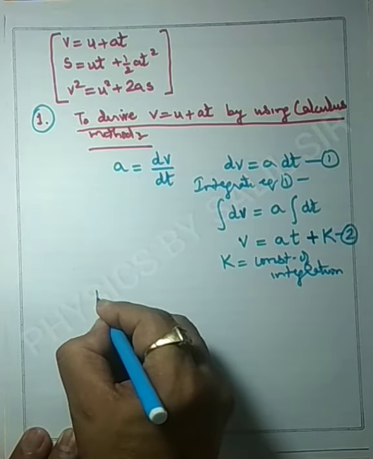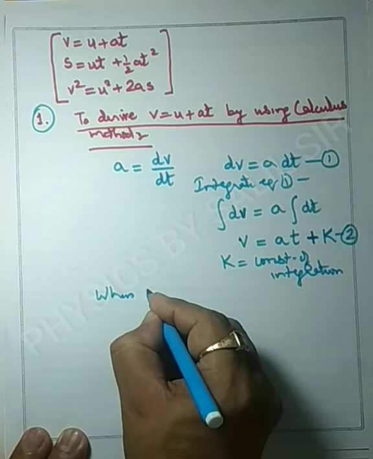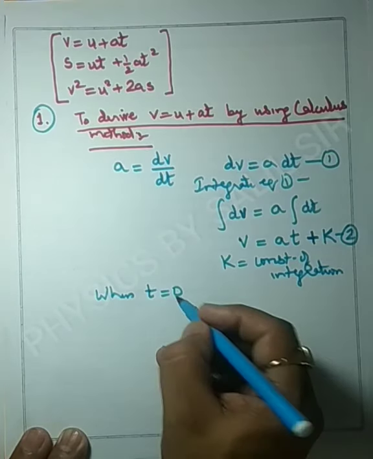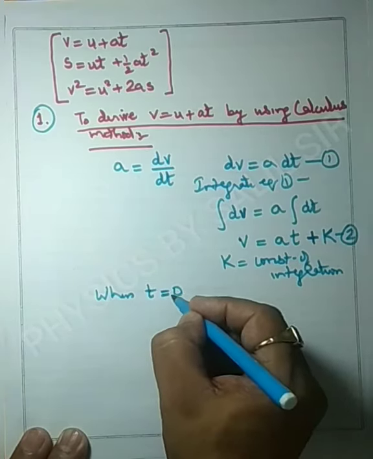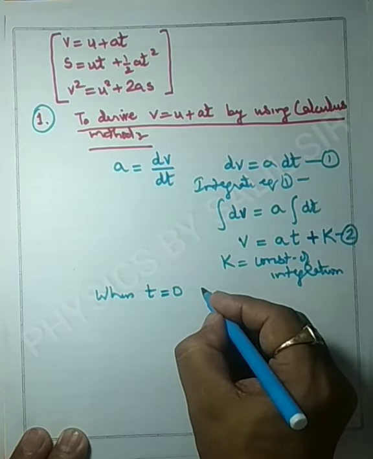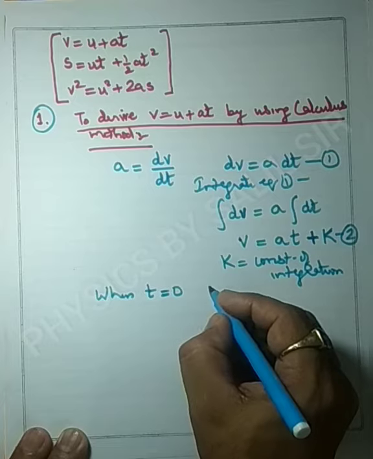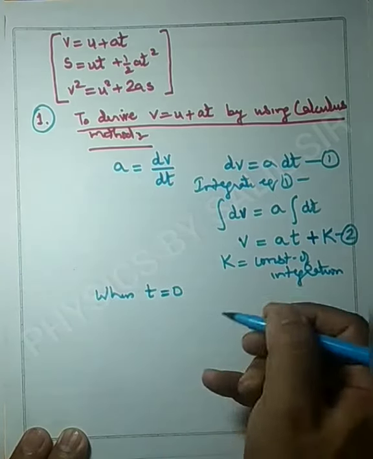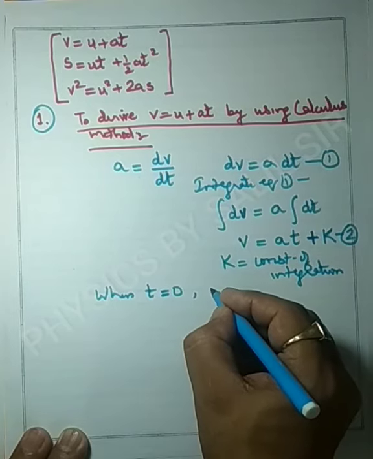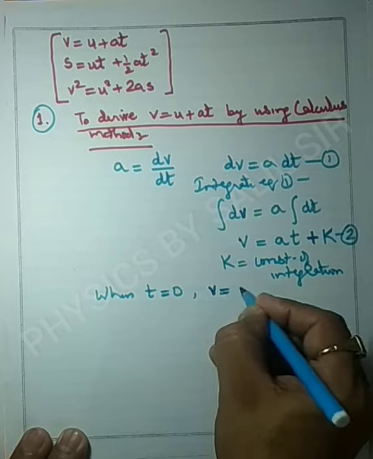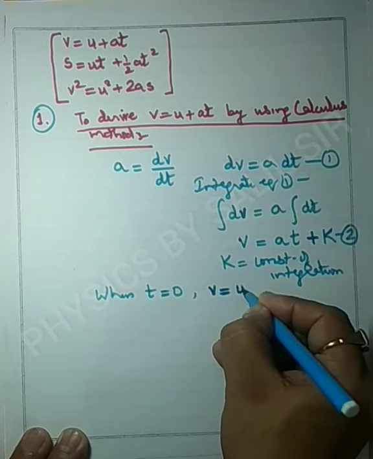Now when time is 0, means just before the beginning of the motion, the time is 0, so what will be the velocity at that time? Just at the beginning of that motion, the time is 0, and the velocity will be the initial velocity, v is equal to u.